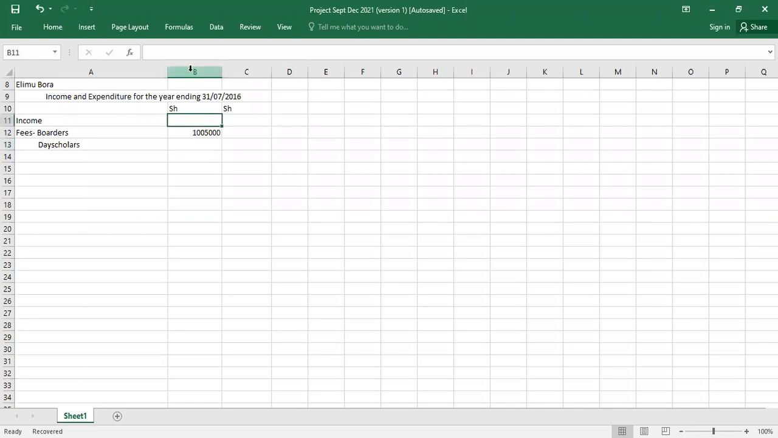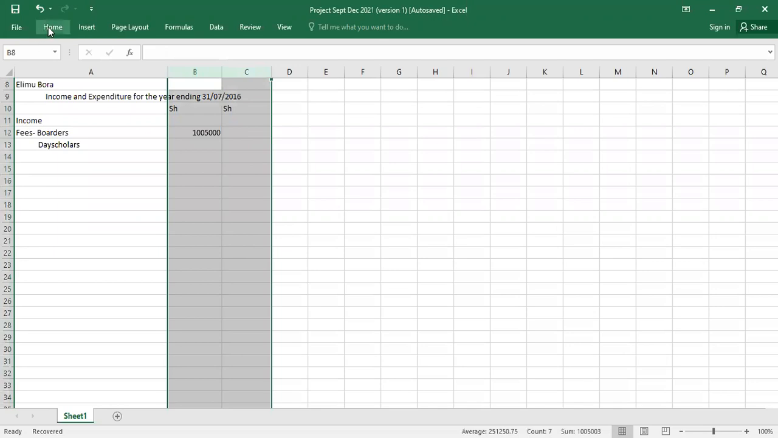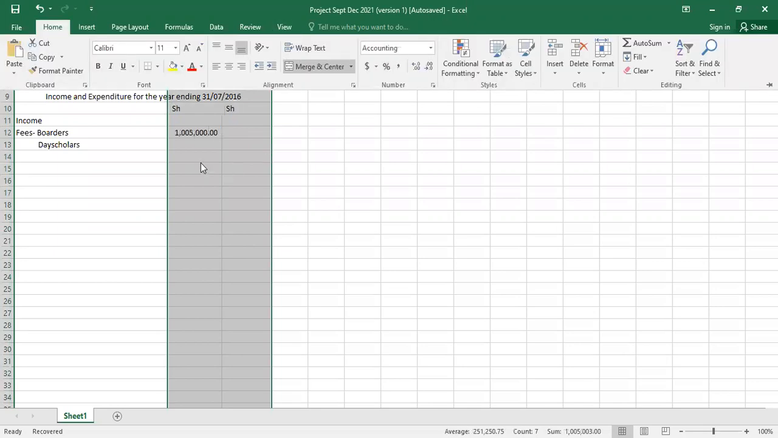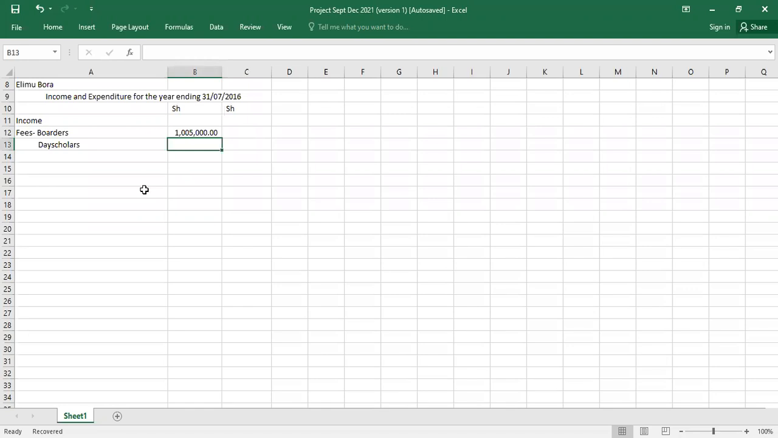Let me convert these two columns into money. Like that. For these scholars, 110,500. Which other income do we have? You can see we have contribution from staff for meals. So staff are contributing. Contributions from staff for meals.